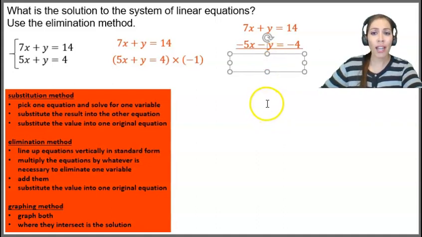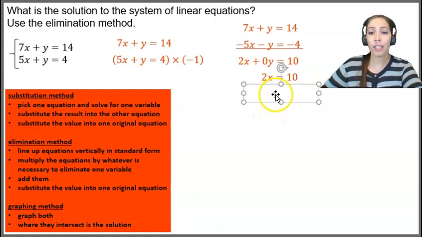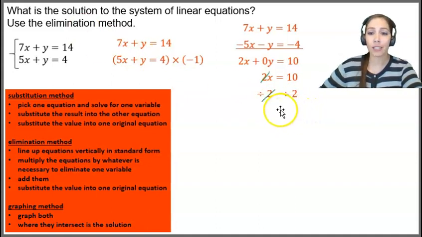So I have 7x plus negative 5x is 2x. Positive y and negative y is 0y. 14 plus negative 4 is 10. From here, 0y, 0 times anything is just 0, so we can eliminate that. So I have 2x equals 10. I can divide by 2 on each side to get rid of the 2 in front of the x. Those cancel out on the left, and I get x equals 5.